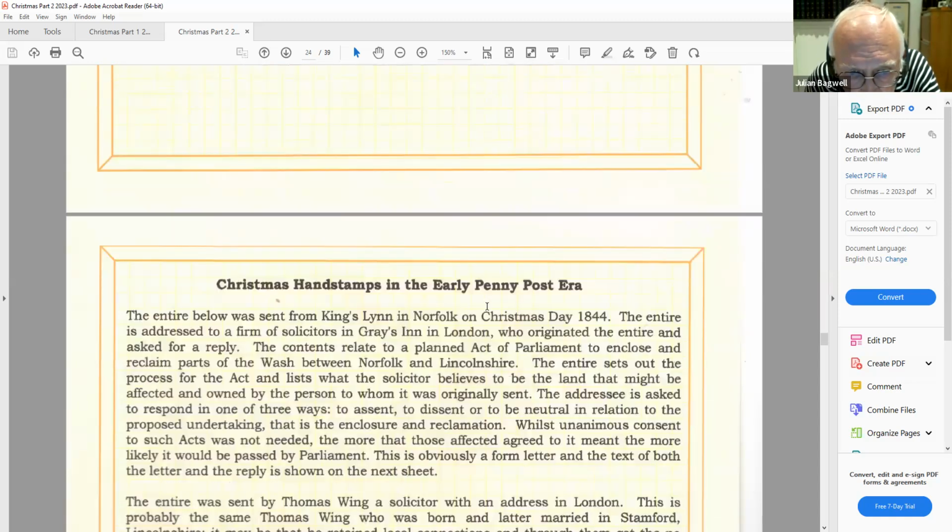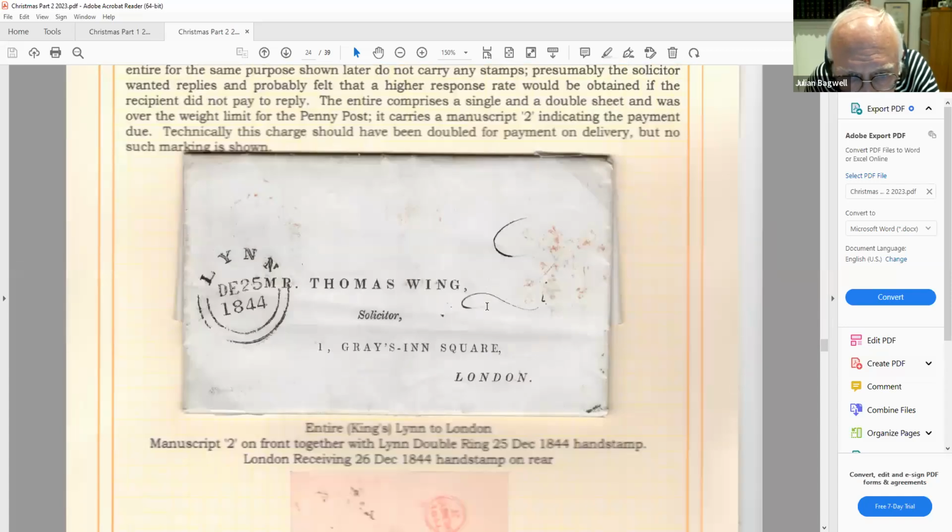Another example of the 2. I've got 2 of these, and I'll whip through them fairly quickly, but these were sent by a solicitor to various people in Norfolk, talking about land holdings. The reason was that they wanted to create an Act of Parliament to enclose and reclaim part of the Wash, between Norfolk and Lincolnshire. And obviously they wanted to get the consent of various landowners. So this is a standard form, actually.